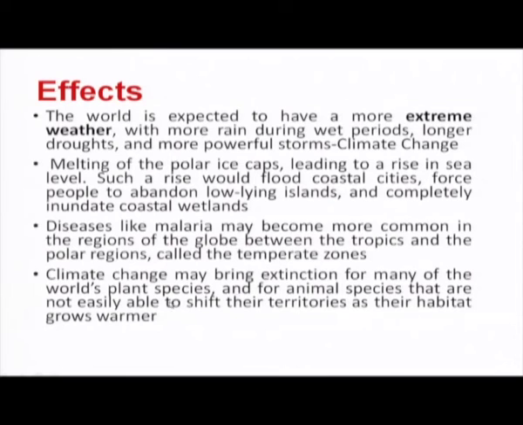Climate change may bring extinctions for many of the world's plant species and for animals that are not easily able to shift their territories as their habitat grows warm. So plant and animal species may become extinct because only certain things are capable of adapting to this, and the remaining things may perish. So these are some of the effects of climate change.